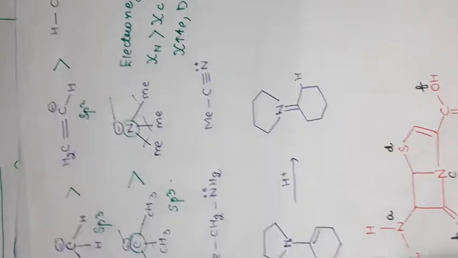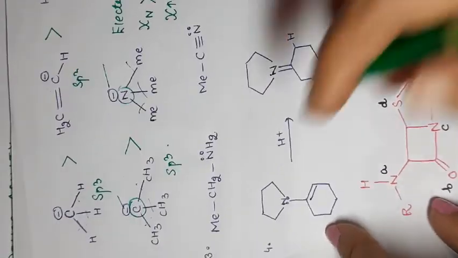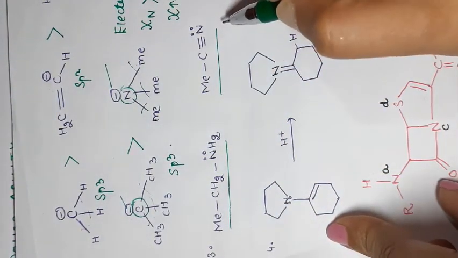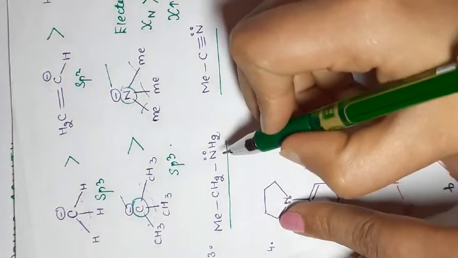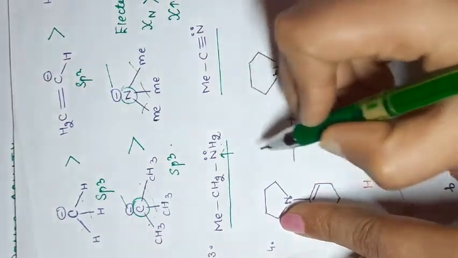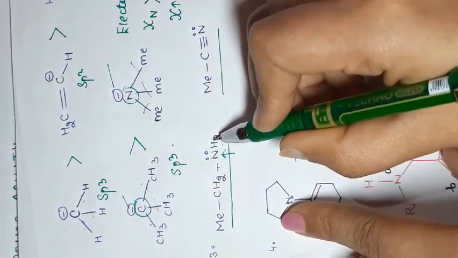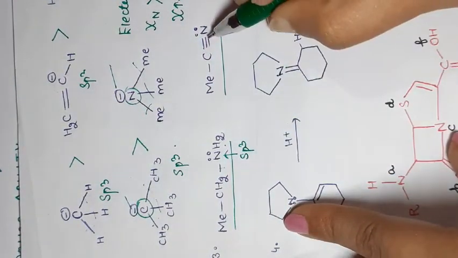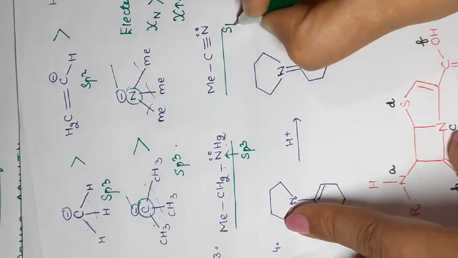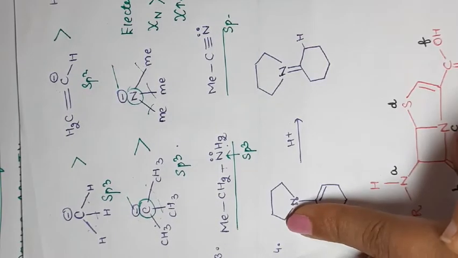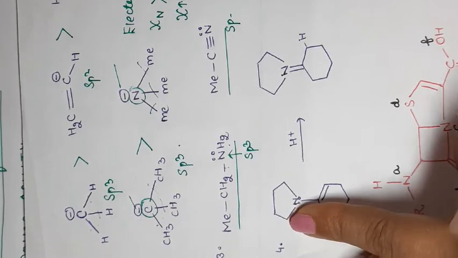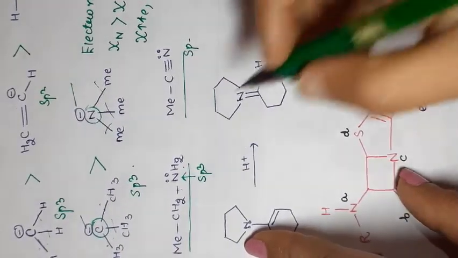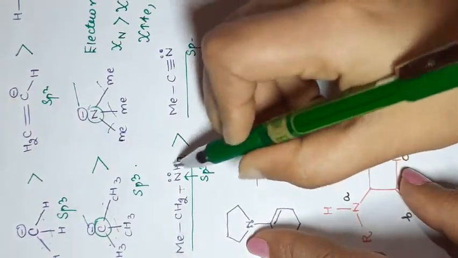Now let us consider our third example. Here in this case, see, this nitrogen is sp2 hybridized, and this nitrogen is sp hybridized. So the s character is greater in this case, so the donor ability will be higher of this nitrogen.